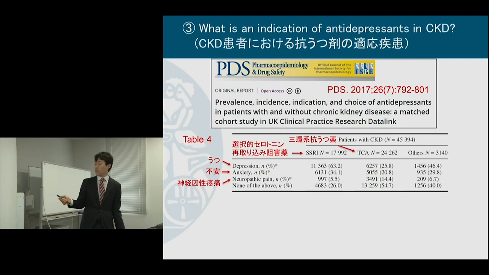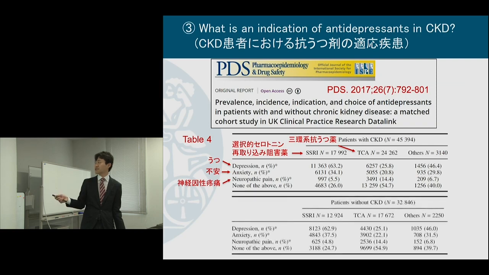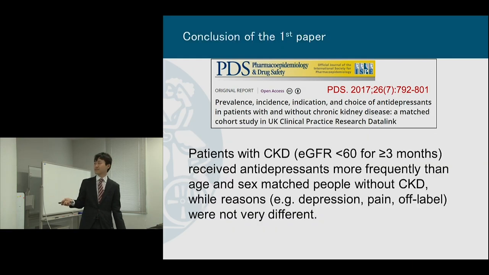And importantly, I compared this between patients with and without CKD, and this was not very different. So this is kind of against my expectation. In my clinical experience, I expected that antidepressants are prescribed off-label, or Tekyogai Shoho, in patients with CKD, but that was not the case in the UK, in real-world practice at least. So it's kind of a boring result.